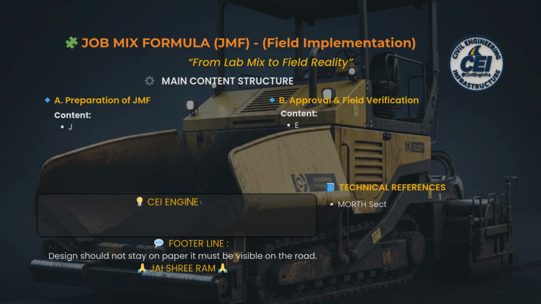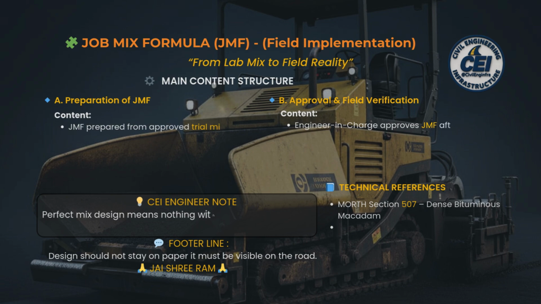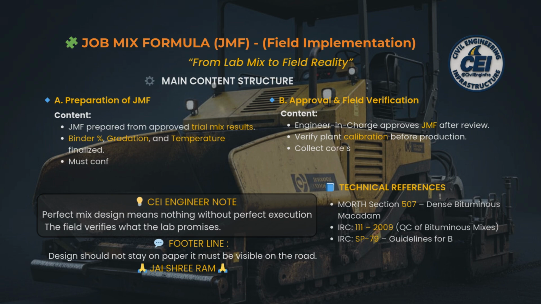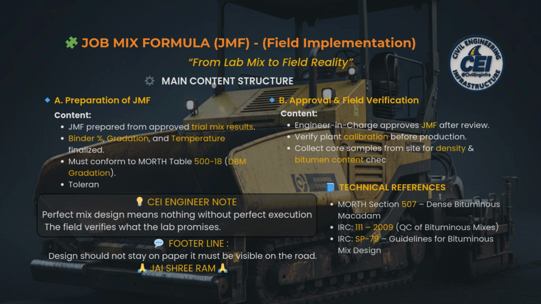Now comes the stage where lab design meets field reality. Job mix formula, JMF. From lab mix to field reality. A. Preparation of JMF. JMF is based on approved trial mix results. Binder percent, gradation, and temperature are finalized as per MoRTH Table 500-18. Tolerance limit plus or minus 0.3% for binder content.